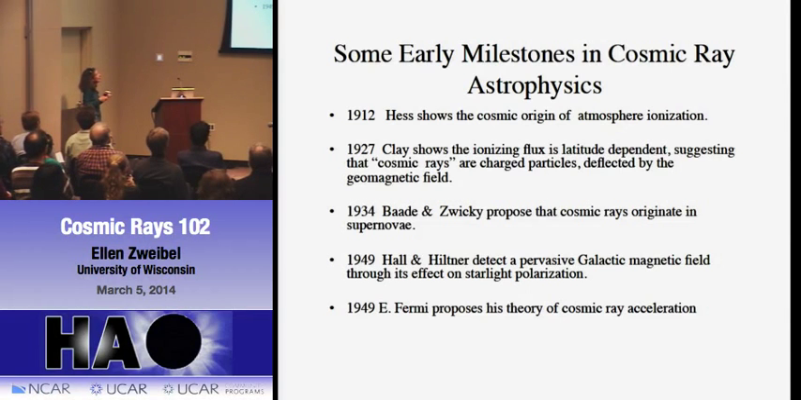But in 1927, Clay showed that the ionizing flux is latitude dependent. And that suggests that the cosmic rays are charged particles deflected by the geomagnetic field. Then in 1934, Baade and Zwicky made the prescient suggestion that cosmic rays originate in supernovae. In 1949, Hall and Hiltner detected a pervasive galactic magnetic field through its effect on starlight polarization. And in the same year, Enrico Fermi proposed his theory of cosmic ray acceleration. So with these developments, the problem was really set up for us in the middle of the last century.